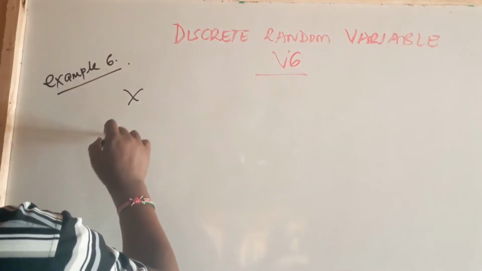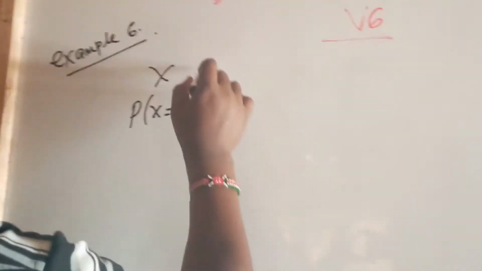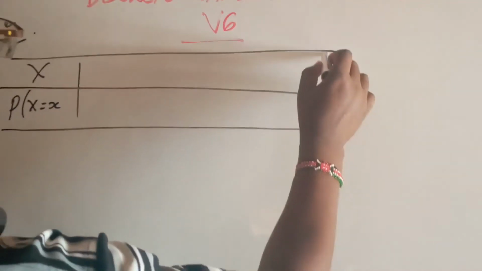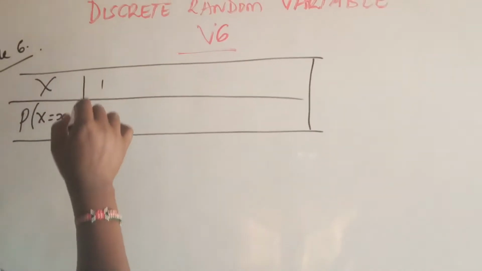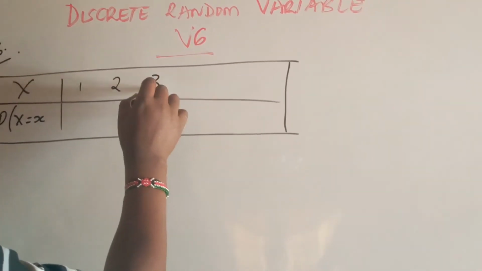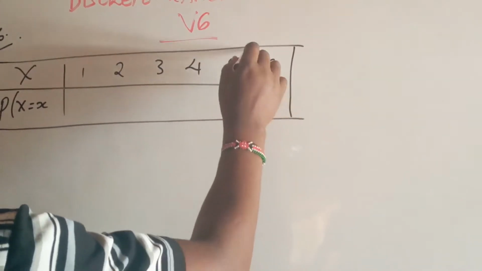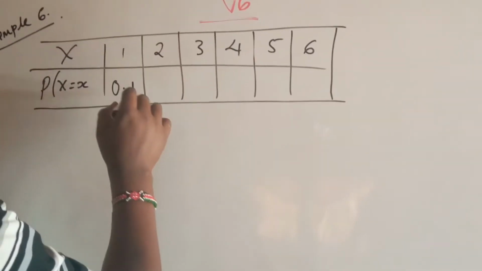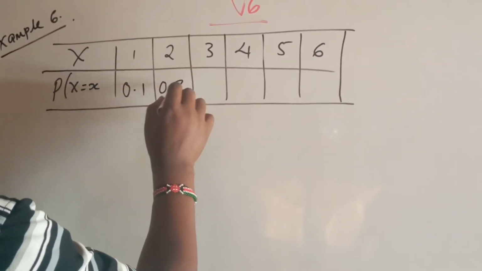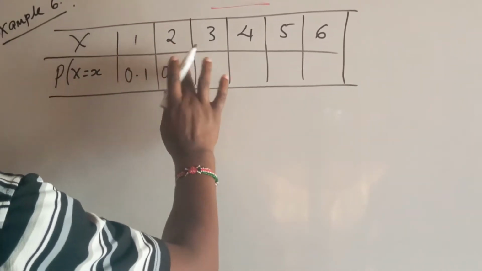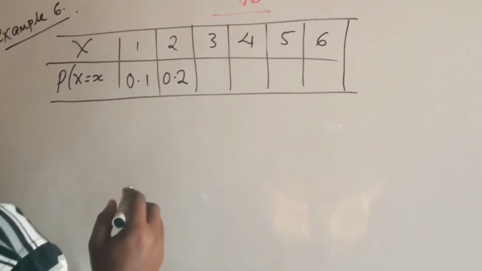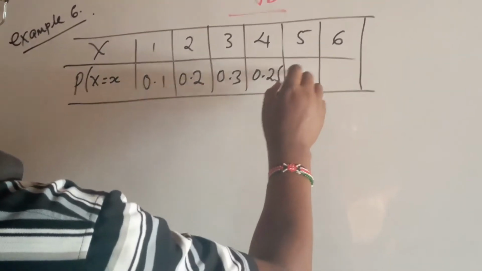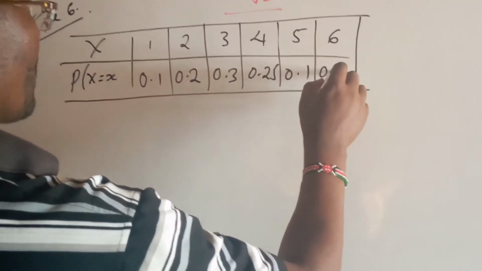And we have x, and we have the probability of x. We have 1, 2, 3, 4, 5, 6, and the probability of 1 is 0.1, then 0.3, no, 0.2, 0.2, 0.3, 0.25, 0.1, and 0.05.